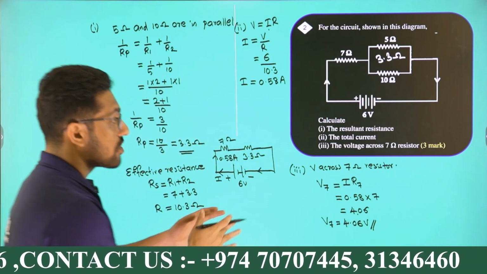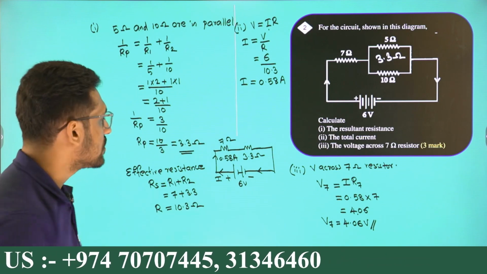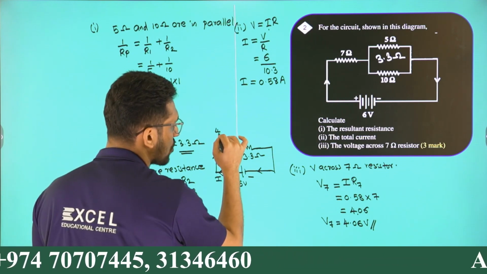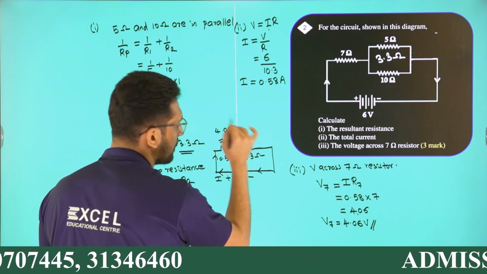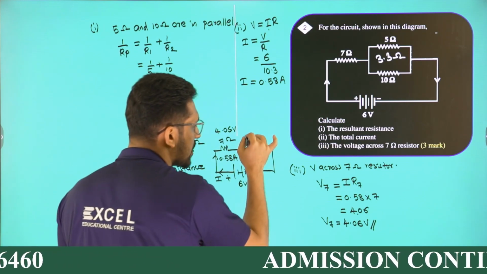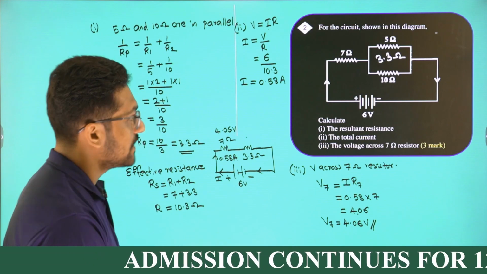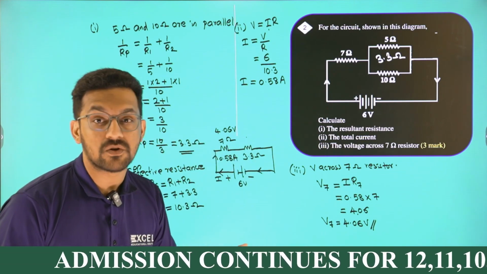Okay. Total voltage is 6 volt. 4.06 volt is appearing across this 7 ohm. Where is the rest of the voltage? The rest of the voltage can be seen here. Yes. That means we have answered 3 sub-questions.